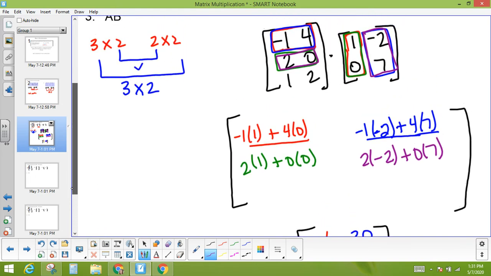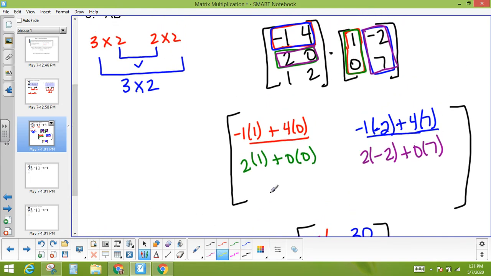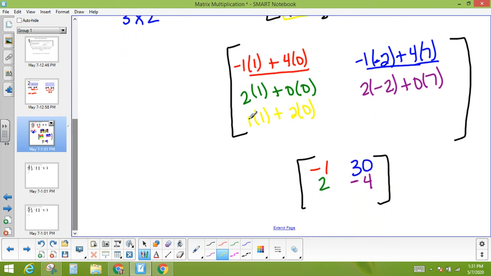All right, so next we have row 3, column 1. So row 3, column 1. So we would have 1 times 1 plus 2 times 0. So that's going to give us 1 plus 0, so 1.